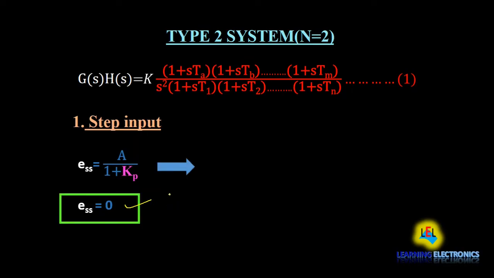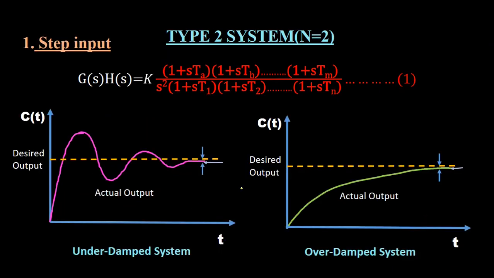For unit step input also, the steady state error is equal to 0, because the magnitude here will be equal to 1, and when we put the value of Kp here, we'll get steady state error is equal to 0. This is the time response of the underdamped and overdamped system for step input in the type 2 system. So here you can see that the steady state error is equal to 0 for both the systems.